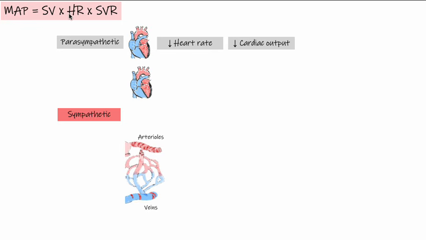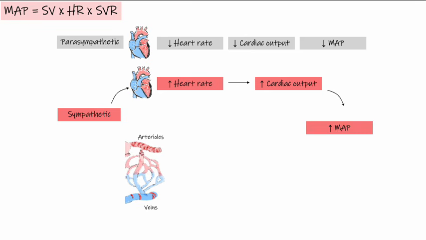So we said parasympathetics go to the SA and AV node and they decrease heart rate. Decreasing heart rate would decrease cardiac output, and that would cause a decline in mean arterial pressure. Sympathetics also go to the SA and AV node and they increase heart rate. By increasing heart rate, we increase cardiac output, we increase mean arterial pressure. Sympathetics go to the ventricular muscle, where they cause an increase in contractility, which causes an increase in stroke volume, which would be an increase in cardiac output, which would be an increase in mean arterial pressure.